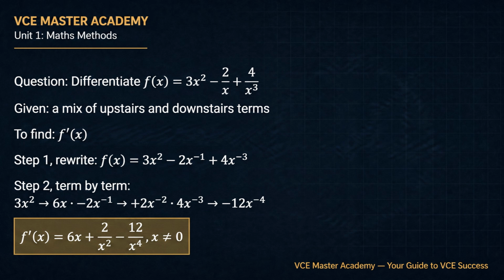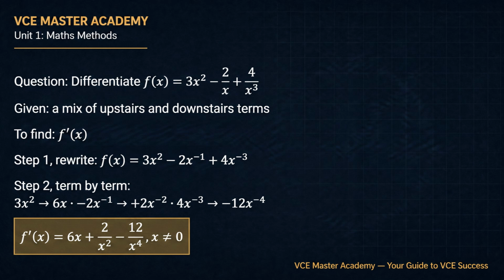Third example. A proper exam-sized function. 3x squared minus 2 over x plus 4 over x cubed. A mixed family. 1 term upstairs, 2 terms downstairs. We want the derivative of the whole thing. Step 1. Translate everything into power language before touching the machine. 3x squared stays as it is. Minus 2 over x becomes minus 2, x to the negative 1. Plus 4 over x cubed becomes plus 4, x to the negative 3.